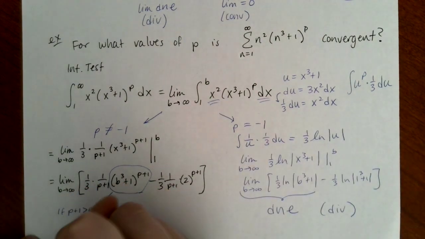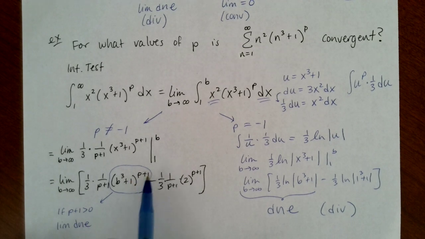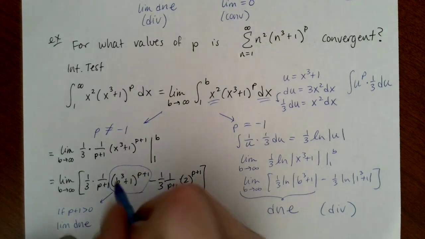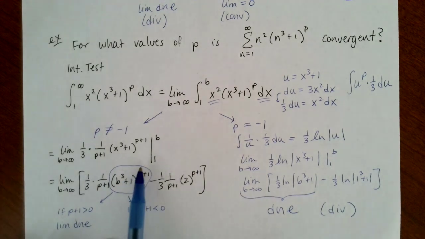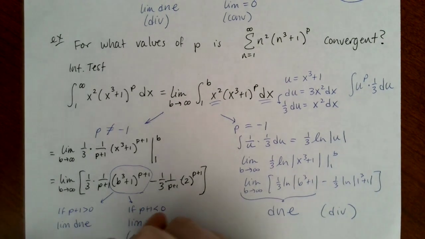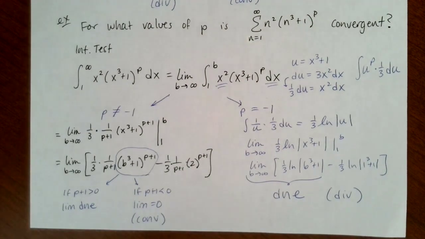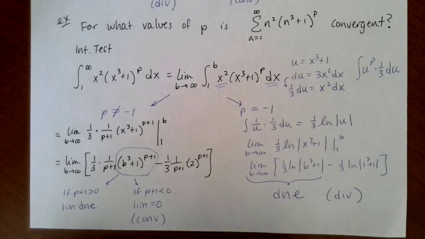So if p plus 1 is positive, then this just gets bigger and bigger forever, right? Because it'll be b cubed plus 1 squared or cubed or whatever, and that just gets large. But if this exponent is negative, then this is really 1 over a power of this, and your limit will be 0. And that would put us in the convergent category for the integral and respectively the series. So this is going to be the key to our answer for this problem.